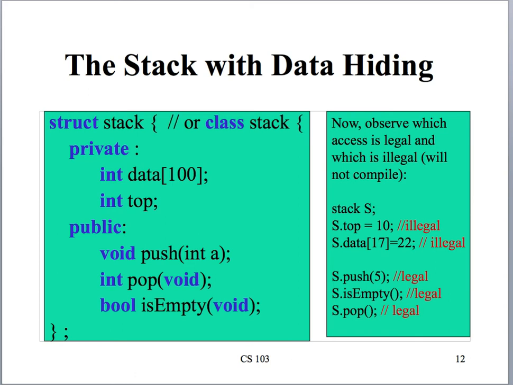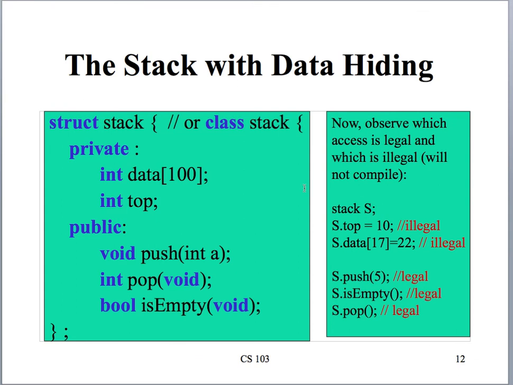So we take this struct that's defined like this, and there's certain things we can do. Here we've added the private keyword in here and the public keyword, so now the functions are public and the data is private, so I can't access the data directly from, like, main, for example. So s.top would be an illegal operation. s.data[17], accessing the array directly, would be illegal. But push and pop and is empty are legal. I can do those publicly, so from, like, main.